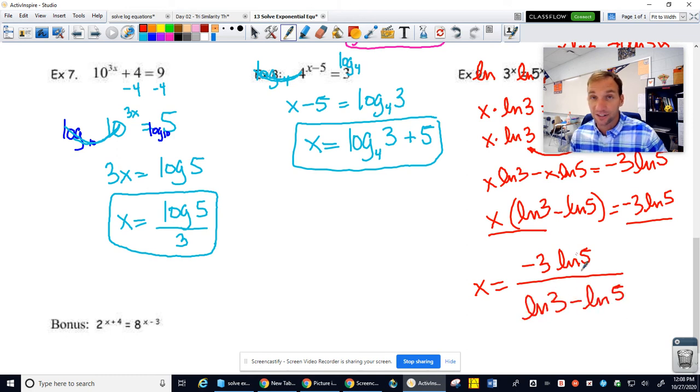And no, these can't cancel out. It has a minus in it. You can't ever cancel when you have a minus. That doesn't work like that.